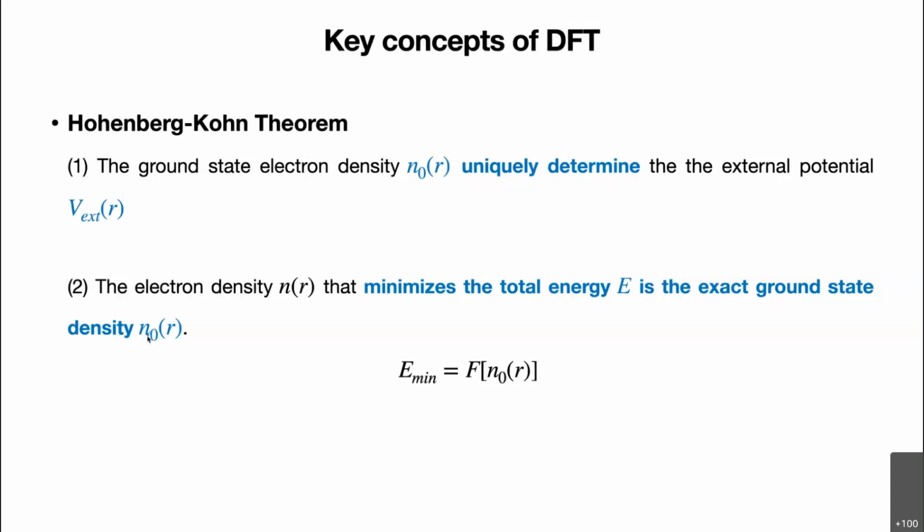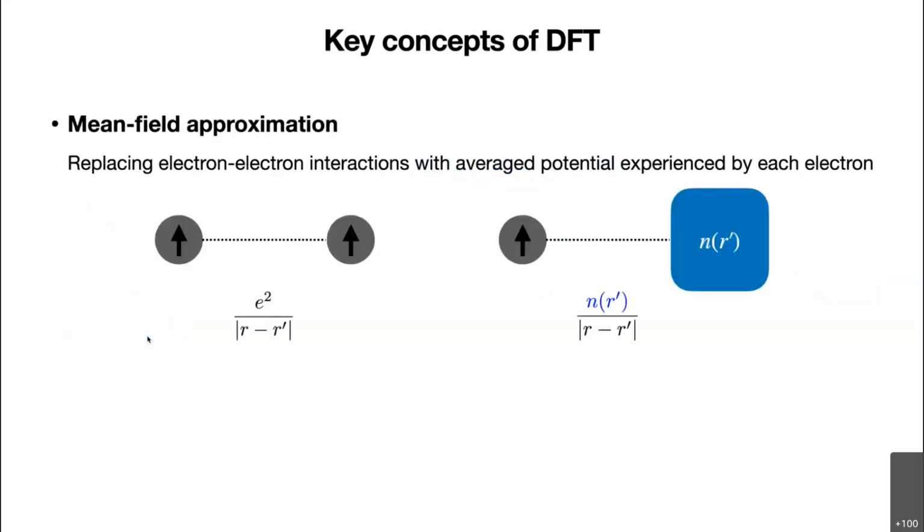So that means if we know the ground state electron density, then we can get all the information we need. So here electron density is important. So doing a DFT calculation is actually finding the ground state electron density. So you may think about it this way. And there are some approximations.